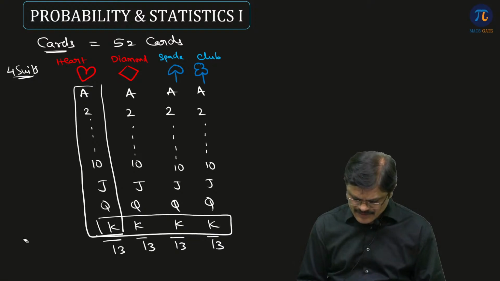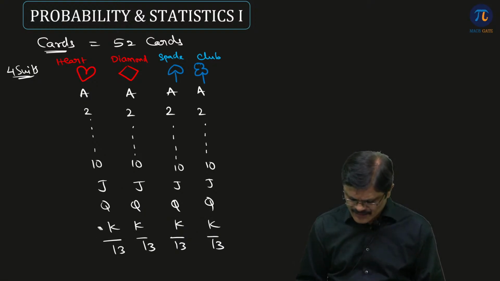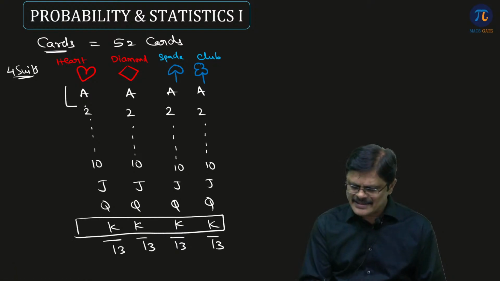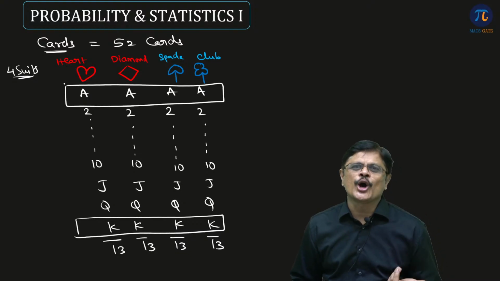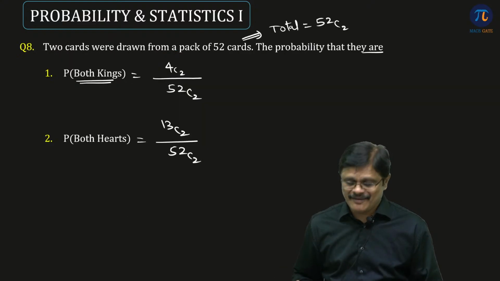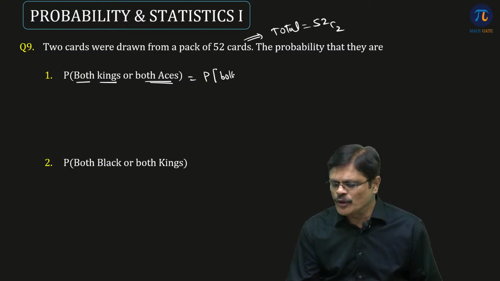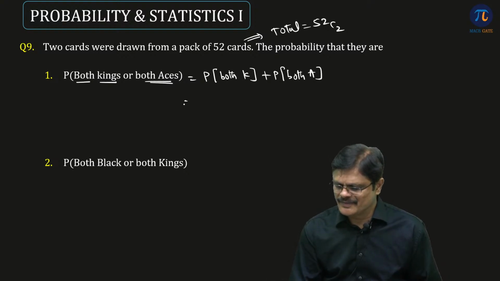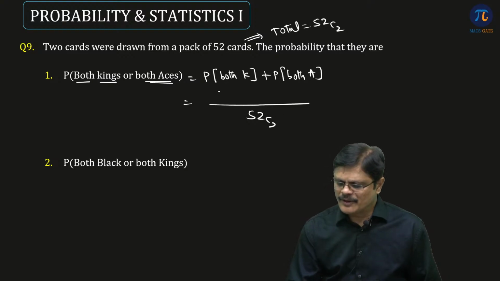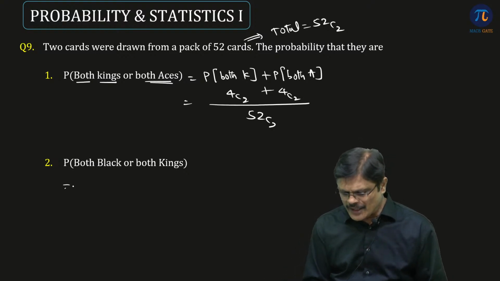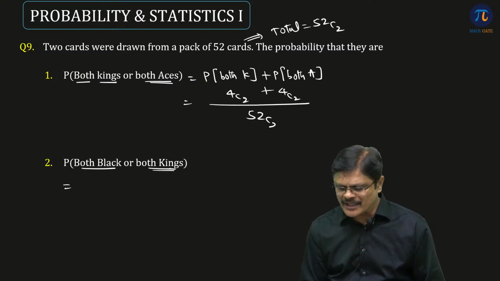Now if you observe, let me remove these unnecessary things. You want both kings or both aces. And if you observe, there is nothing common between them. So these are disjoint events. So both kings or both aces is the same as the probability that both are kings plus the probability that both are aces. So the denominator is 52 C2. Kings, 4 kings, you need to select 2. Aces, 4 aces are there, we need to select 2. 4 C2 plus 4 C2. That is the answer.